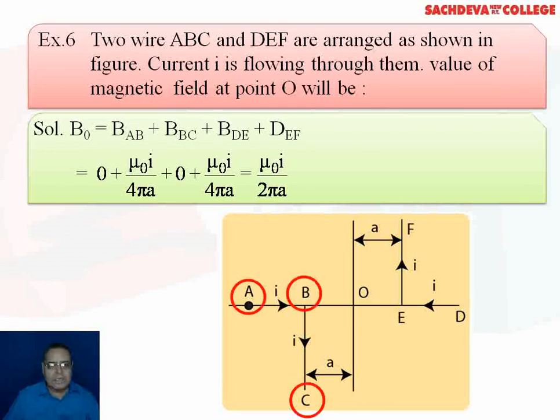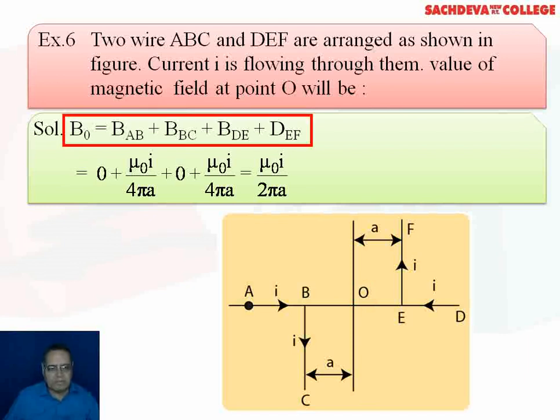Two wires ABC and DEF are arranged as shown in the figure. Current I is flowing through them. Value of magnetic field at point O will be. Now magnetic field at point O will be magnetic field with respect to AB plus with respect to BC plus with respect to DE plus with respect to EF. If we compute the values, the net result will become mu naught I over 2 pi A.